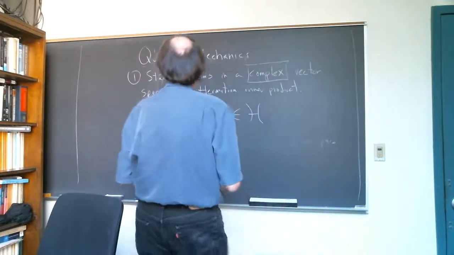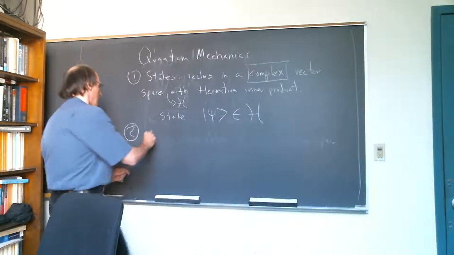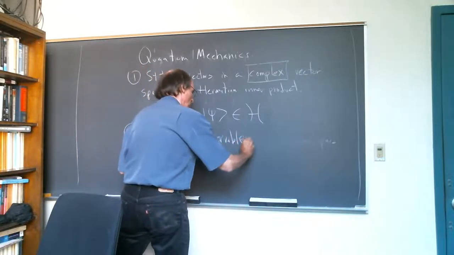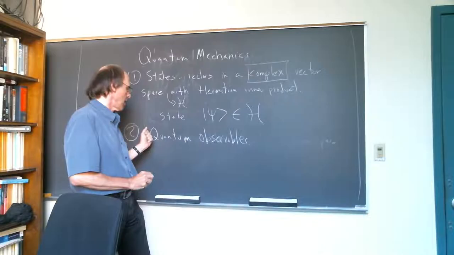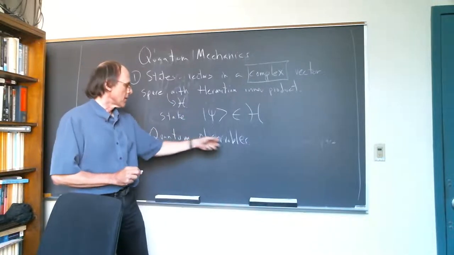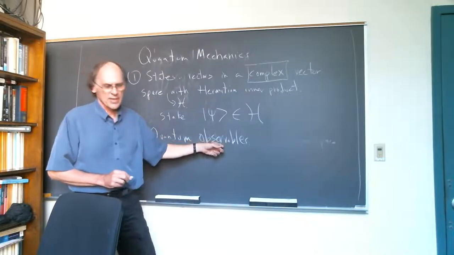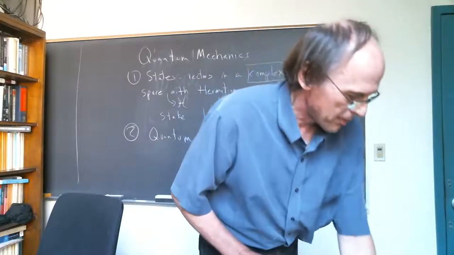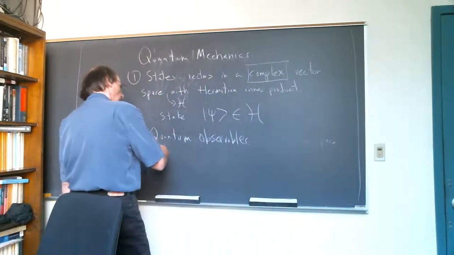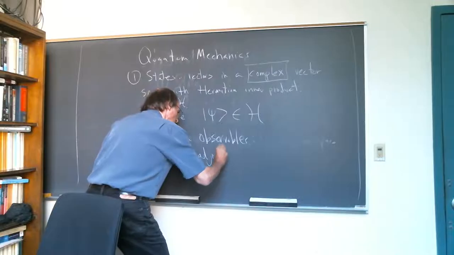Now the next thing is about observables. Let me call these quantum observables, maybe. But the point is that when I'm talking about quantum mechanics, when I say observable, I mean something very, very different than what I meant when I was doing classical mechanics. Sometimes I'll just call these observables. This certainly bothered me at the beginning when I was taking quantum mechanics. But what are these things? These are self-adjoint operators.